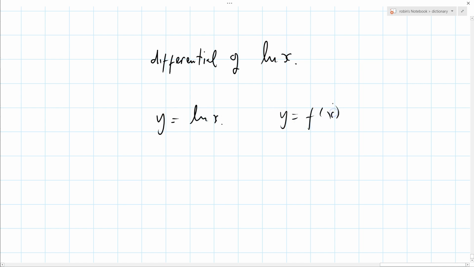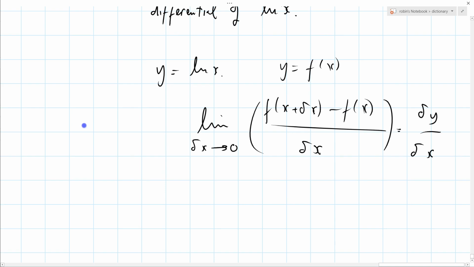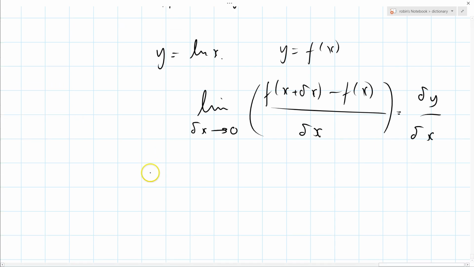f of x, then we define the differential as f of x plus delta x minus f of x over delta x, because the top is delta y and the bottom is delta x, and we take the limit as delta x approaches 0. That's the definition of a differential, if this quantity is defined. Okay, so let's try it with f of x equals log x.